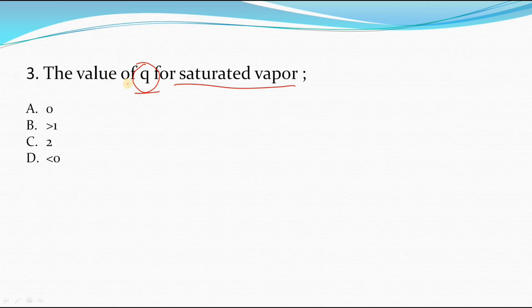Okay, so we study this q in the distillation chapter, and I am writing the formula of this q. The formula of q is HV minus HF divided by HV minus HL. Okay, so this is the formula of q, which is defined as the fraction of feed which is present in the liquid phase, right?